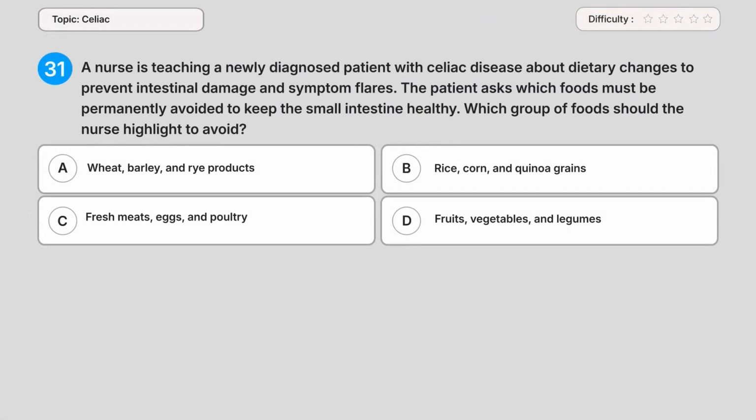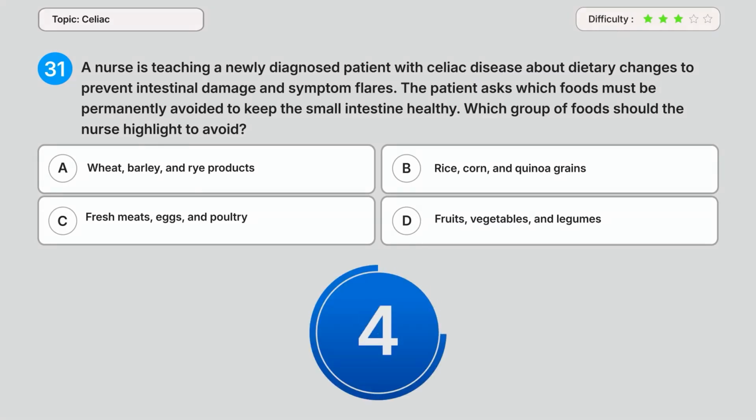Question 31. A nurse is teaching a newly diagnosed patient with celiac disease about dietary changes to prevent intestinal damage and symptom flares. The patient asks, which foods must be permanently avoided to keep the small intestine healthy? Which group of foods should the nurse highlight to avoid? A. Wheat, barley, and rye products. B. Rice, corn, and quinoa grains. C. Fresh meats, eggs, and poultry. D. Fruits, vegetables, and legumes. Do you know the answer?